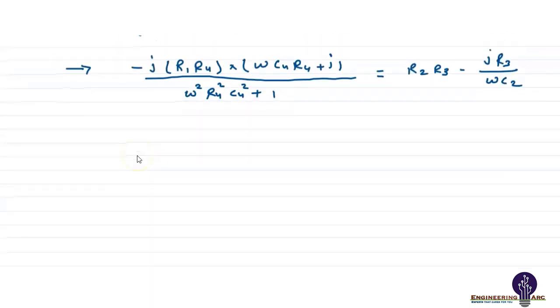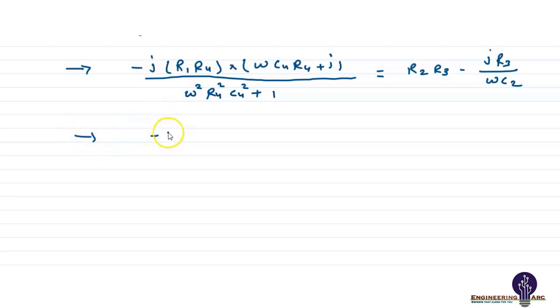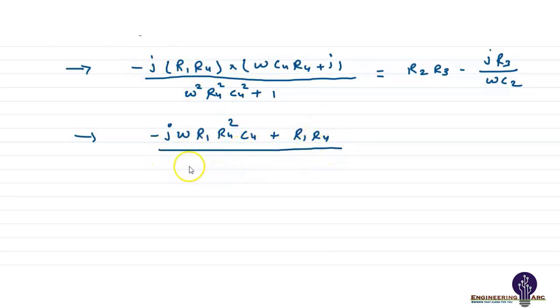Now equating the real and imaginary components separately, this will be minus j omega R1 R4 square C4 plus, now look at this j multiplied by this j is j square, which is minus 1, and minus minus gives plus, so this value will be plus R1 R4 upon omega square R4 square C4 square plus 1 equals R2 R3 minus j R3 upon omega C2.